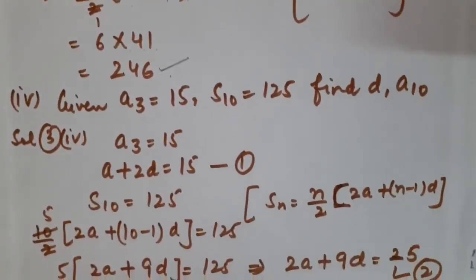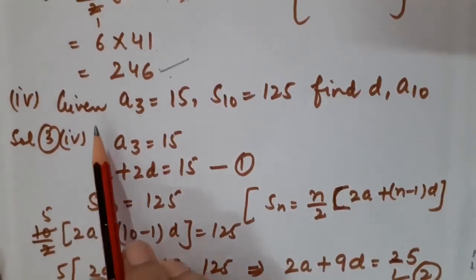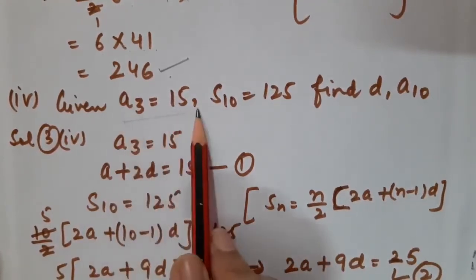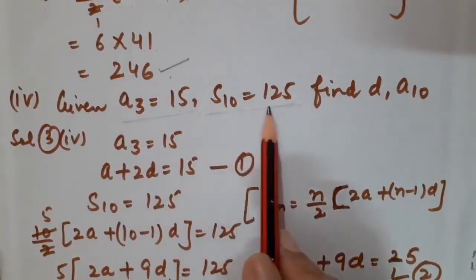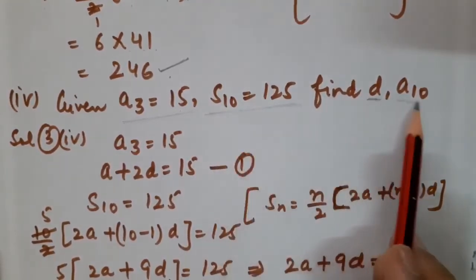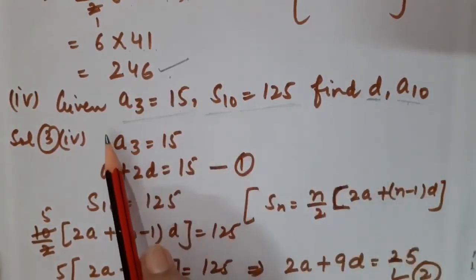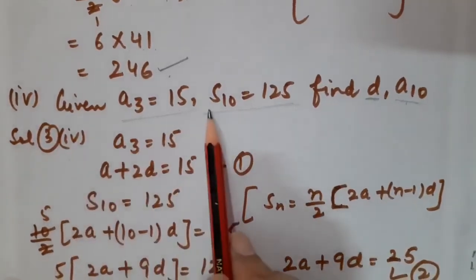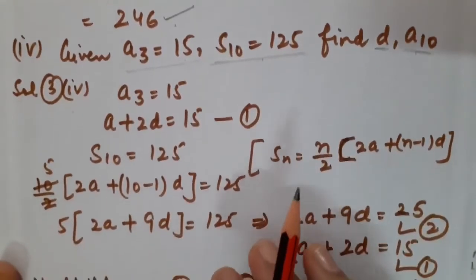This is question number 4, third question, 4th part basically. Given a3 is equal to 15, means you will be having third term given. You have the sum given now of first 10 terms, that is 125. You will have to calculate common difference, and now you have to calculate the 10th term. In previous question we had been given the term, we were going to calculate the sum. Now we will be having sum given and we are going to calculate the term. Correct? So let us start.